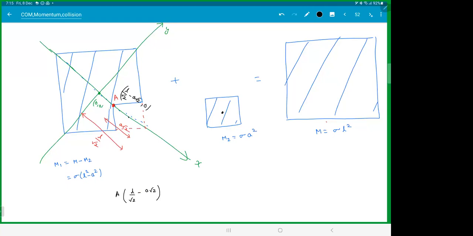We are talking about this point here. That would be L minus A by root 2 comma 0, and this center of mass will be 0 comma 0. Check your coordinates, because this would be L by root 2, this will be A by root 2. So if you subtract, you'll get L minus A by root 2. More of a geometry there. So these coordinates will be L minus A by root 2 comma 0.